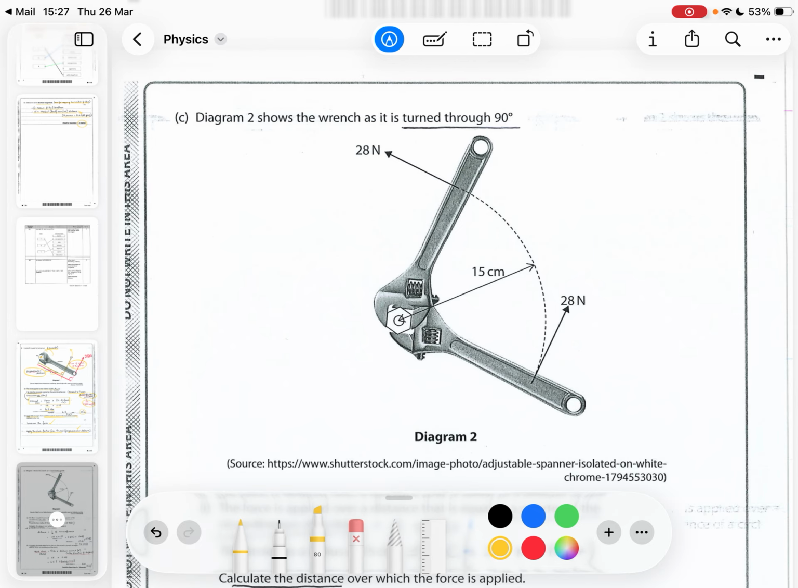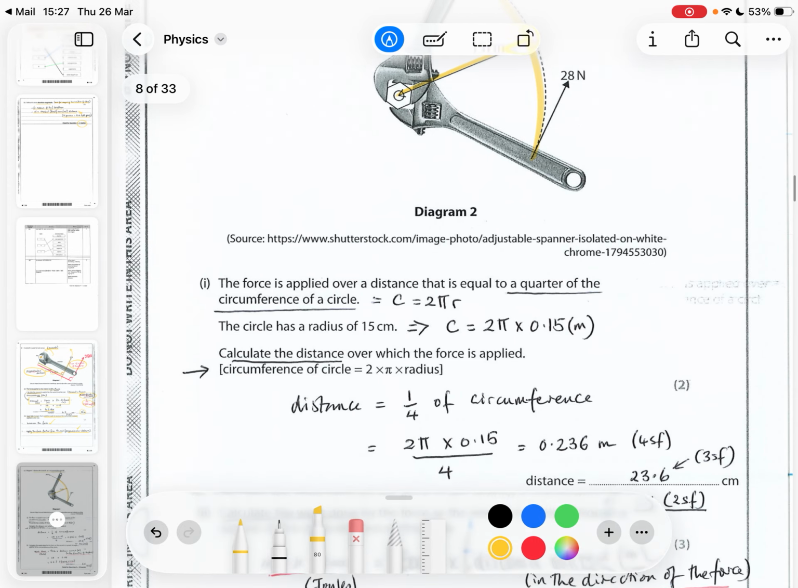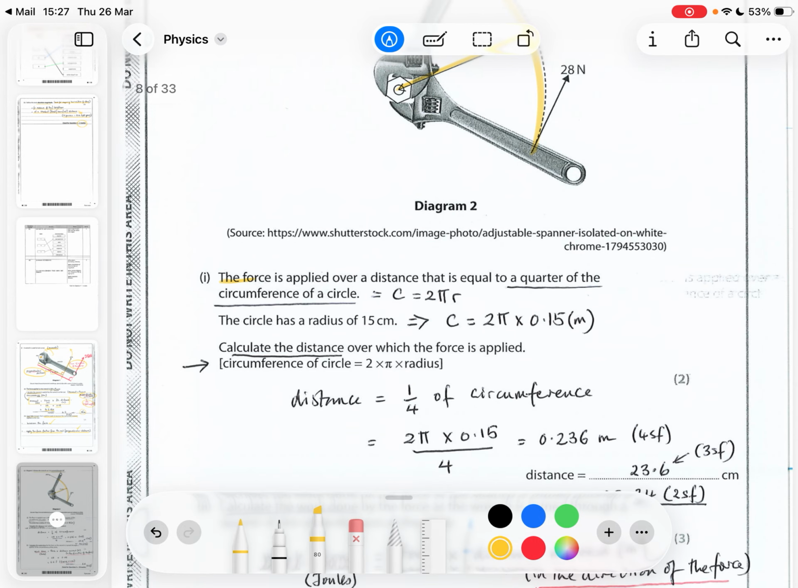Part C says diagram 2 shows the wrench as it is turned through 90 degrees. That's a quarter of a circle. So it's gone from here round the curve to there. So it's gone round a quarter of a circle, and you can see this is the distance to the arc of the circle. So you could say that's the radius of the circle. So the force is applied over a distance that is equal to a quarter of the circumference of a circle.